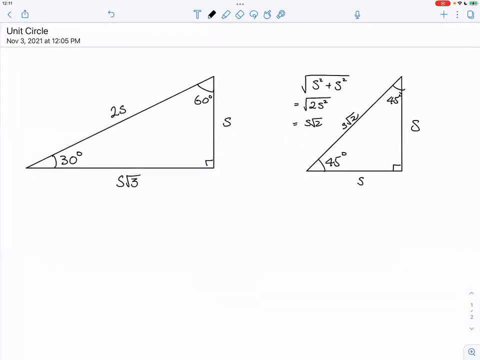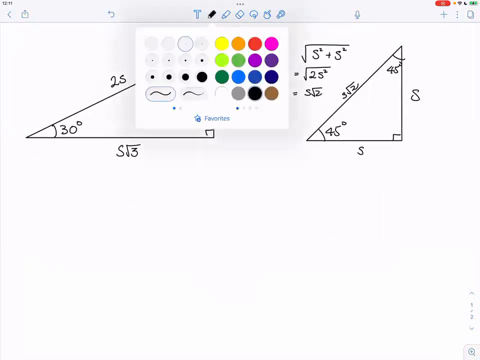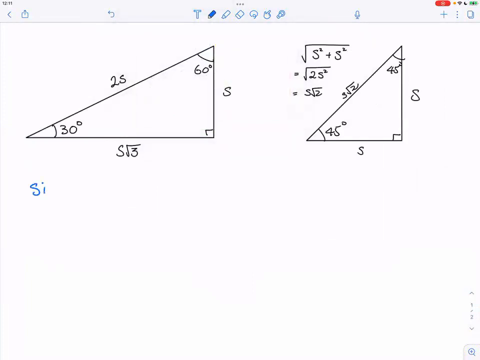Any question about these labeling? All right, now, if you don't have any question, then below each triangle, I want you to write the following things. For the left, for the 30, 60, 90 degree triangle, I want you to write down sine of 30. Oh, this is a fraction line, by the way, because you have a ratio. What's the ratio for a sine function? Opposite over hypotenuse, right?